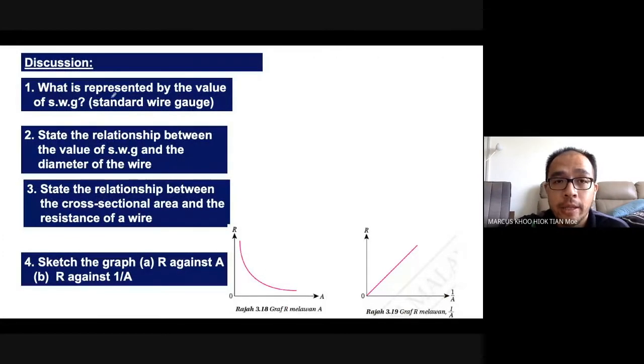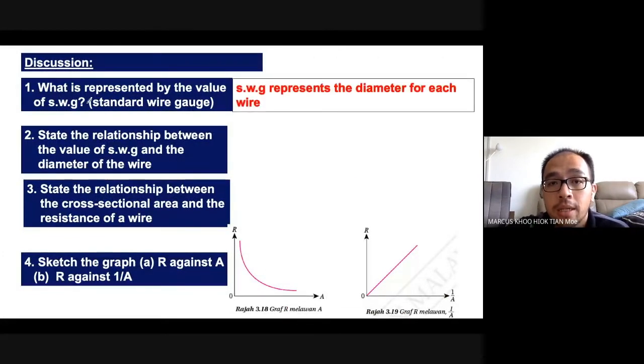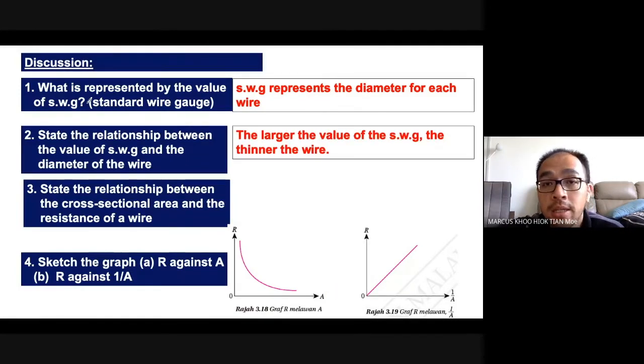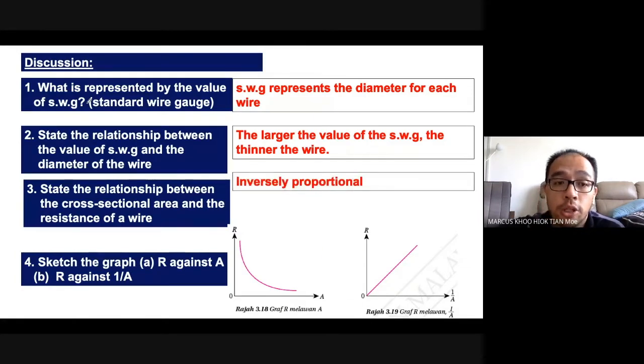So what is represented by the value of SWG? SWG represents the diameter for each wire. Okay, I mentioned this in the class before the holidays. So the relationship between SWG, the larger the value of the SWG, the thinner the wire, it is inverse. So the relationship is inversely proportional. Okay, and I hope that you got this kind of graph in your experiment.